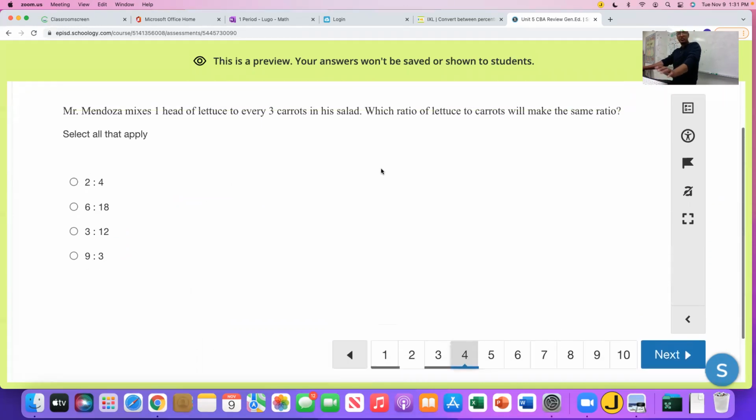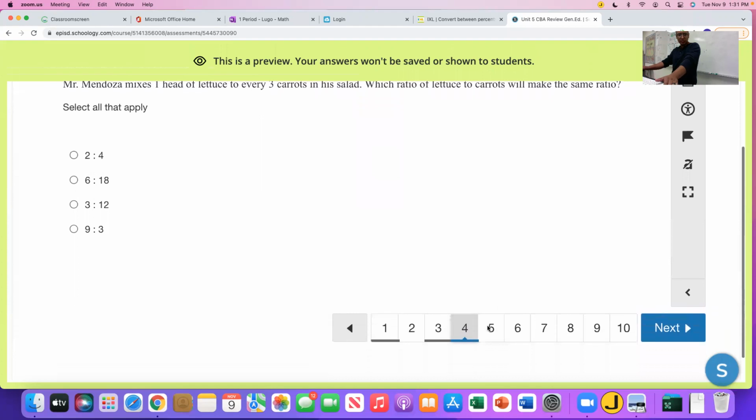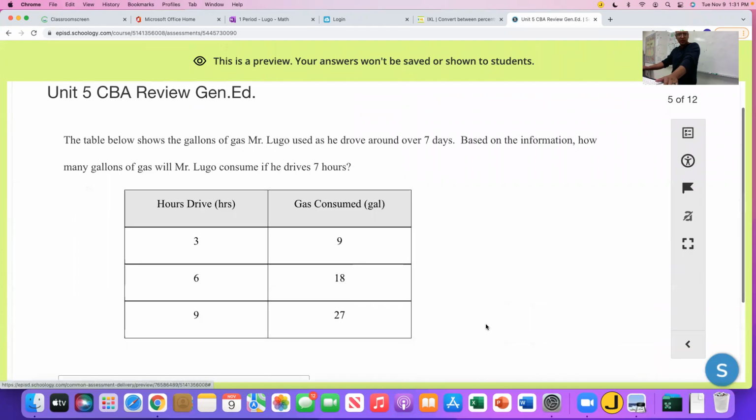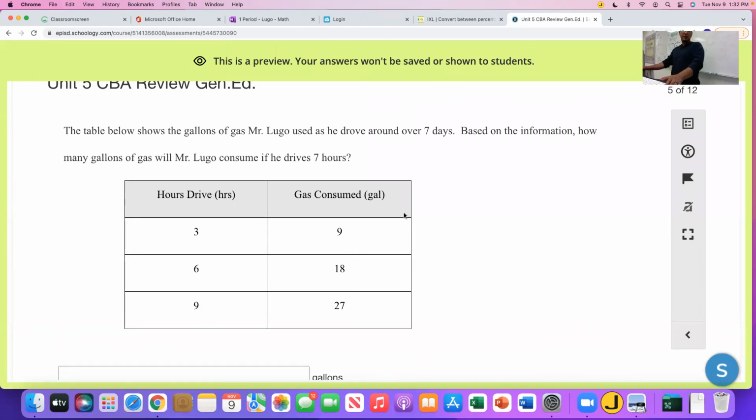And again, if I'm going too fast, just rewind it a little bit. Watch it again. Watch it again. It'll make more sense the second time. Let's come here to number 5. Again, try it on your own. And if you feel like you cannot, then follow along with me.